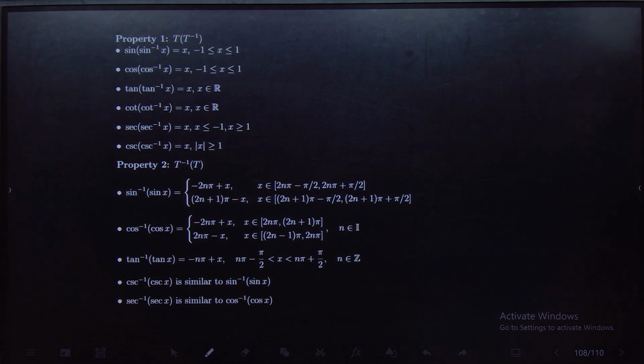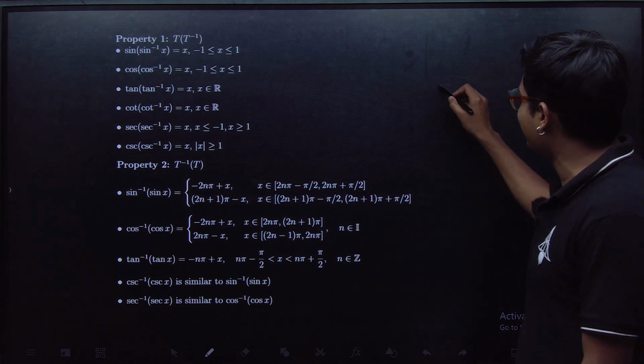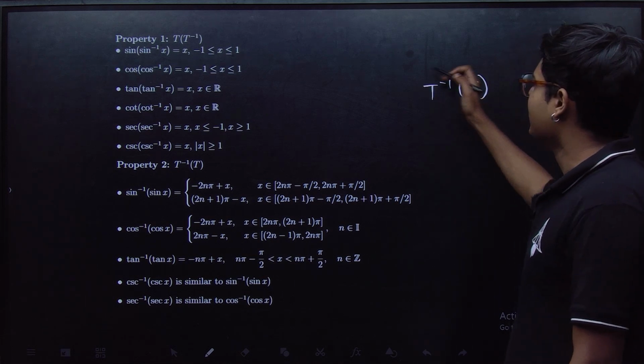Cos of cos inverse x is equal to x. Tan of tan inverse x is equal to x. Cot, sec, they all are just equal to x itself. Okay. The second property is what happens when you take inverse of some trigonometric function. Okay. The opposite composition, right?